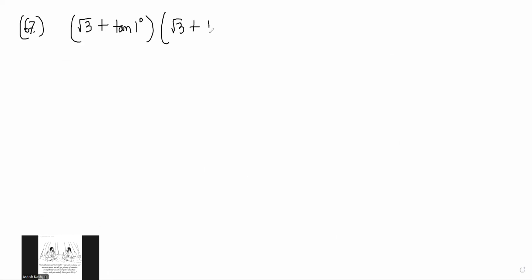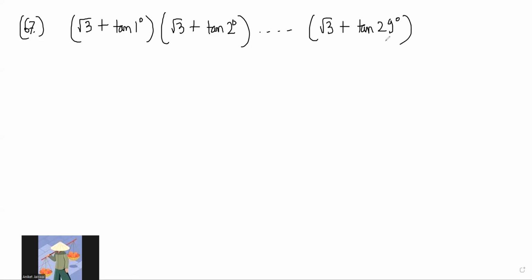73. Right, Anand? Also 67. Okay, 67 first. You did 67, Aniket? Yes, I did 67. Okay. This is the situation. And like this, we have till root 3 plus tan 29 degree. We have to prove that it is 2 power 29. Okay. So, Aniket, you have done it. Then tell us what you have done.